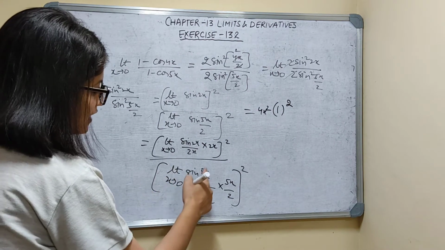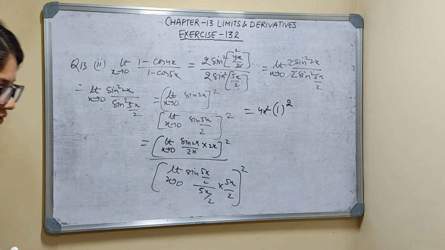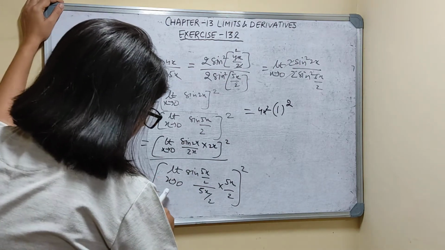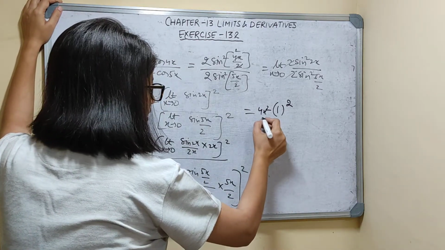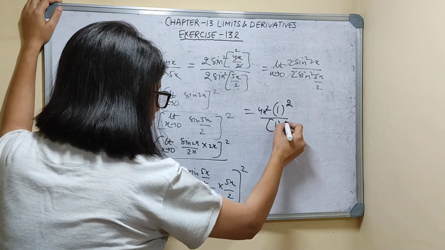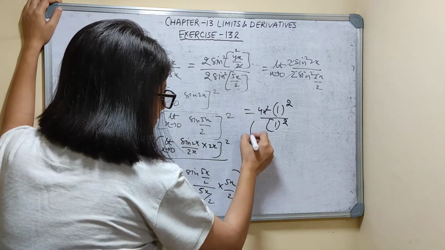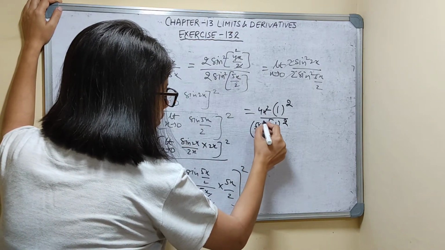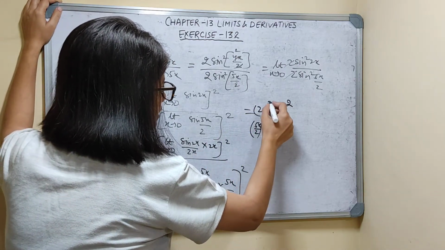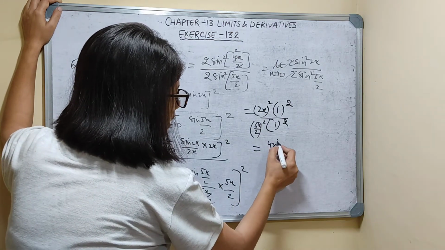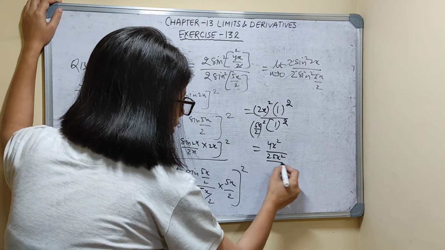Limit x tends to 0, sin 5x/2 upon 5x/2. If x tends to 0, then 5x/2 also tends to 0. So limit of sin 5x/2 upon 5x/2 will be 1, upon 1 square. And this 5x upon 2 whole square. Here also it was 2x whole square. So here it will be 4x square into 1 is 1 only, upon 5x square, that is 25x square upon 4.